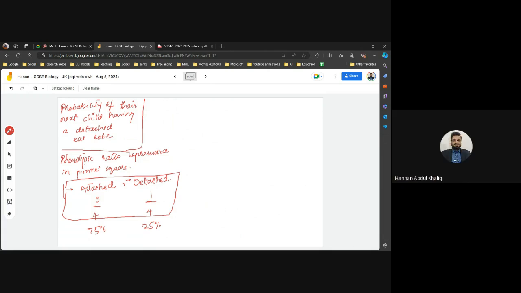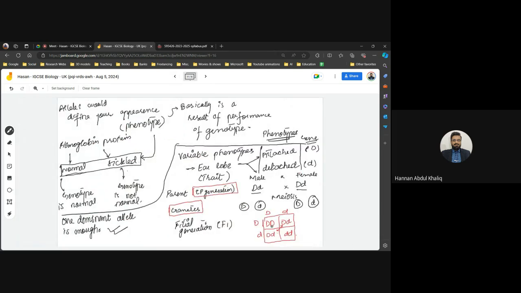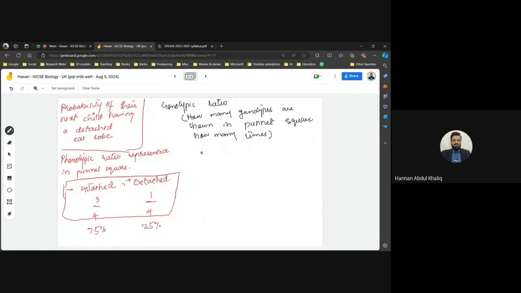Yes. Okay. Now they also can ask us the genotypic ratio. What is the meaning of genotypic ratio? How many genotypes are shown in the Punnett square, and how many times? So, how many genotypes are shown? Homozygous dominant, homozygous recessive, and heterozygous. So it means all the genotypes are shown here.